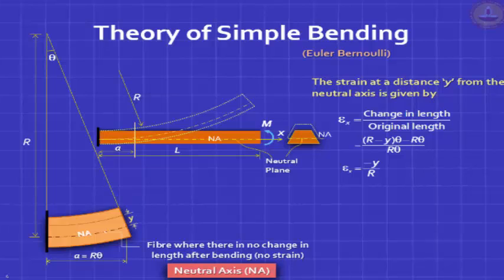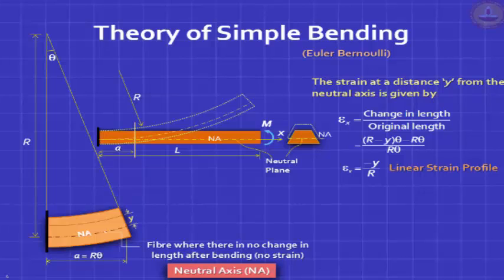Epsilon x is seen to be minus y over r, because y is shown positive above the neutral axis for the sagging curvature. And so the negative sign tells you clearly that you are having a compressive strain. We are making an assumption that tensile strains are positive, so compressive strains are negative. And the fact that epsilon is proportional to y, r being a constant, suggests that you have a linear strain profile. The maximum compressive strain will be at the top fiber level.